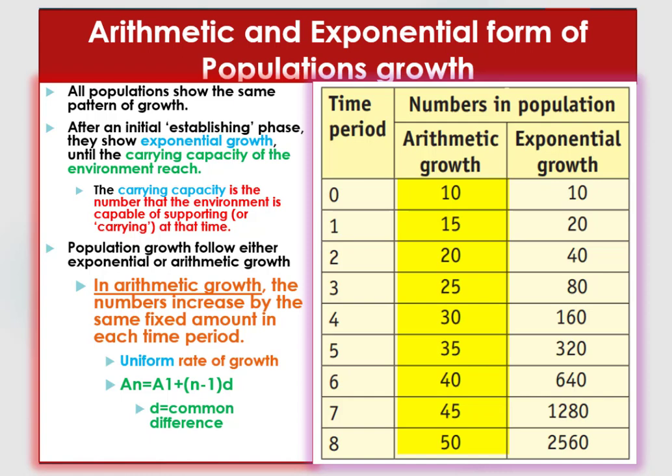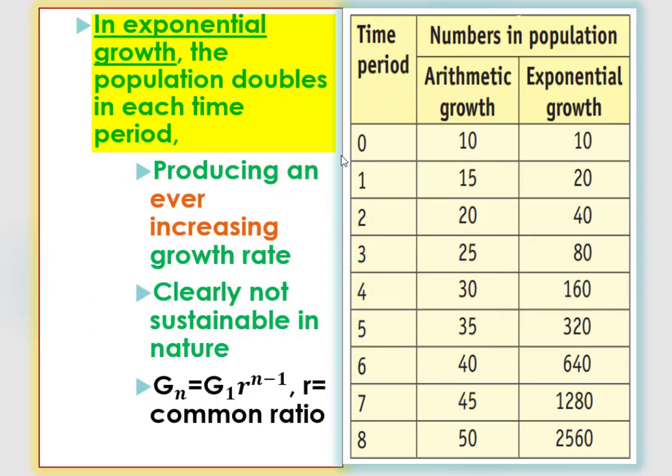30 minus 25 is equal to 5. 25 minus 20 is equal to 5. 20 minus 15 is equal to 5. 15 minus 10, which is equal to 5. The second form of population growth is exponential growth. Exponential growth is the process in which the population density doubles in a time period, which produces an ever-increasing growth rate that cannot be sustained by the environment or nature.